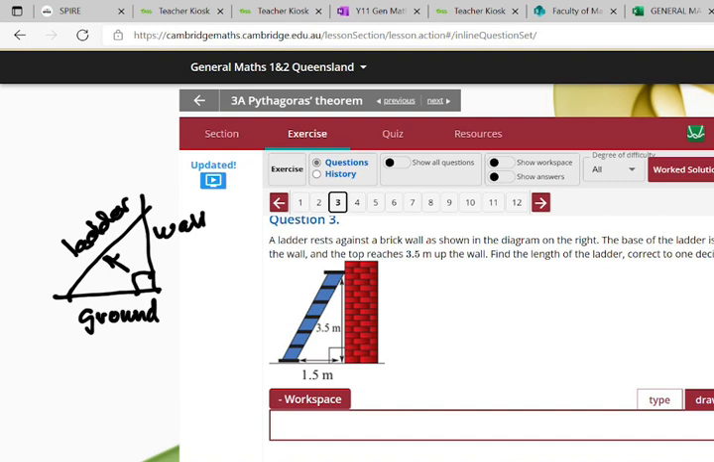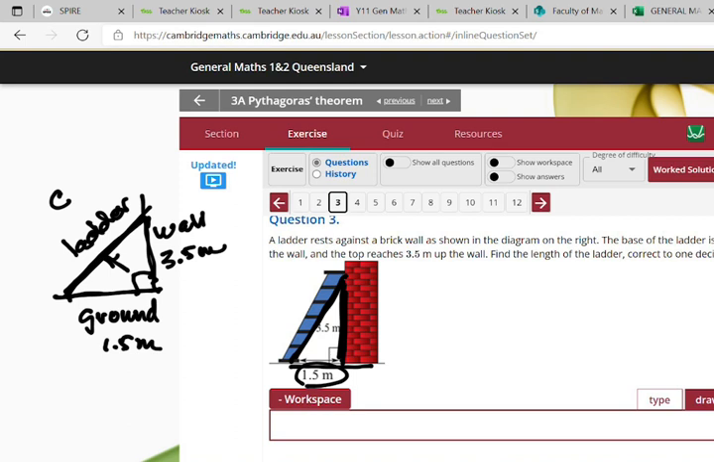So the distance on the ground from the ladder to the wall is 1.5 meters. The distance from the ground to where the ladder touches the wall is 3.5 meters. And so what we're looking for is the length of the ladder itself. Right? That's our only unknown. The ladder is the thing that's across from the right angle. So in other words, it's the hypotenuse. So we're going to label it C.